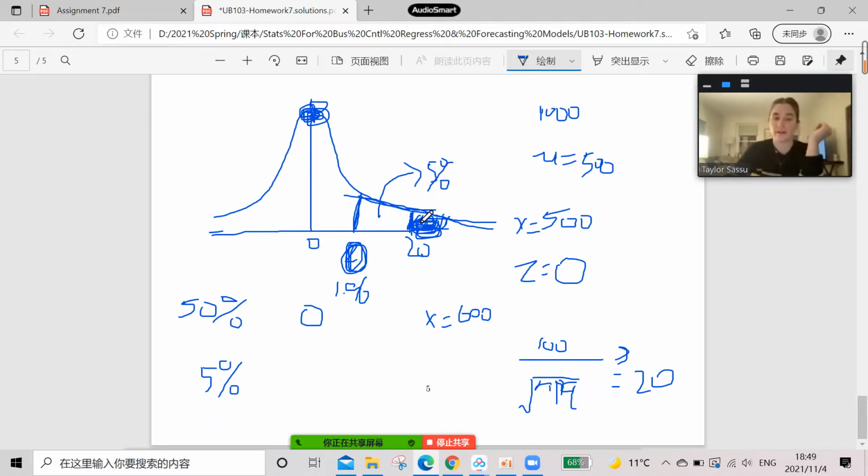Okay, so to recap, this 1.96 is based on the 5%. Yes. So then you calculate the z. So anything that's greater than this 1.96, you're going to reject the null hypothesis. Yes. So then 20 is obviously bigger than 1.96.